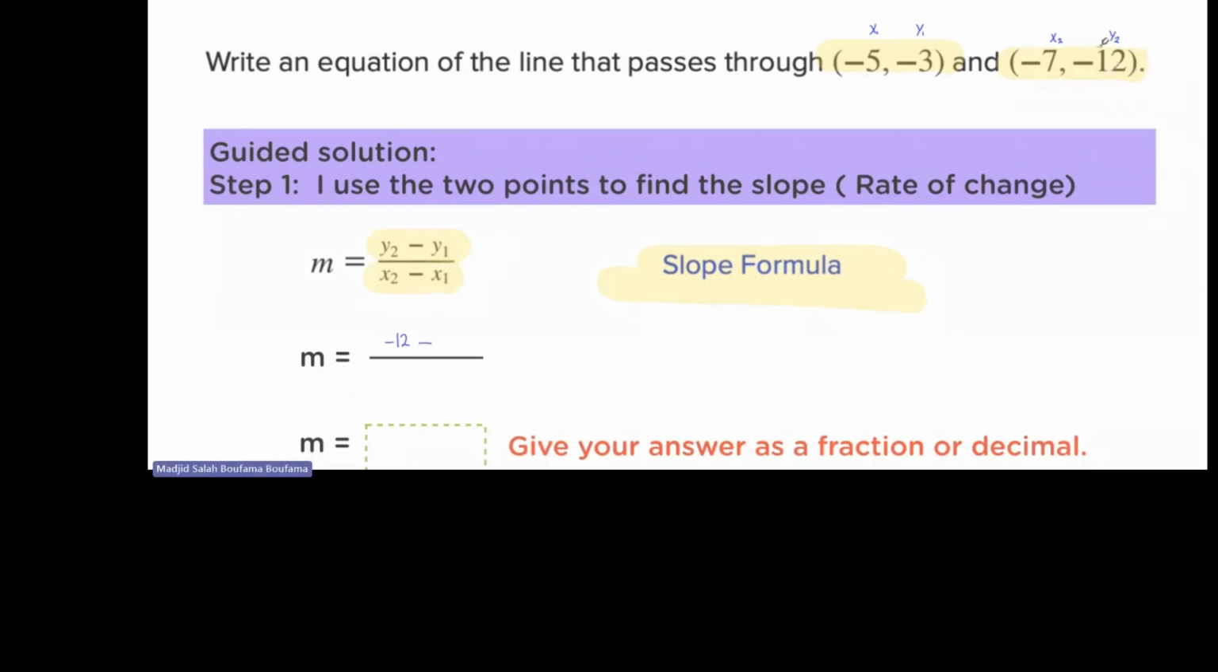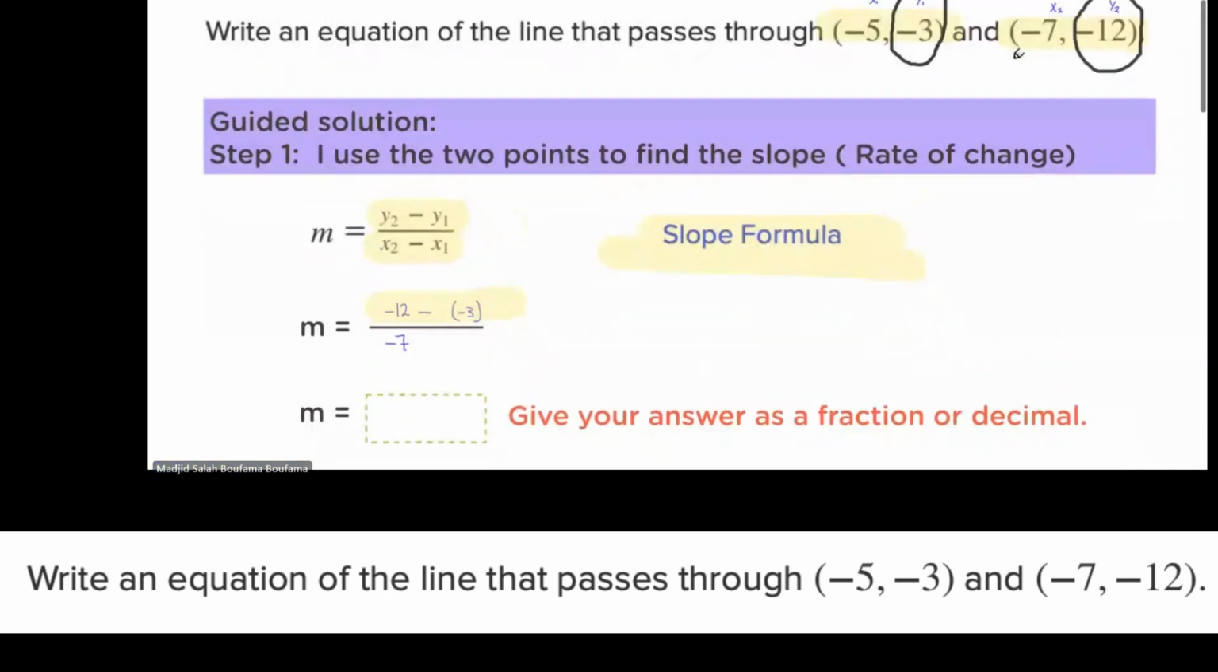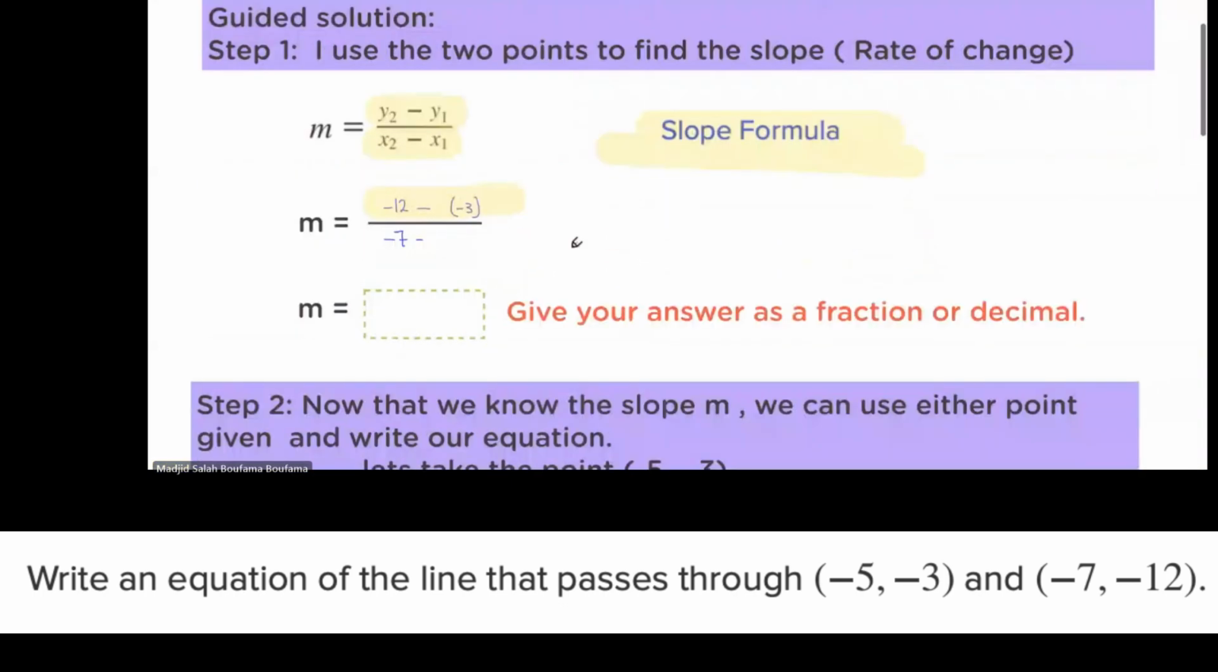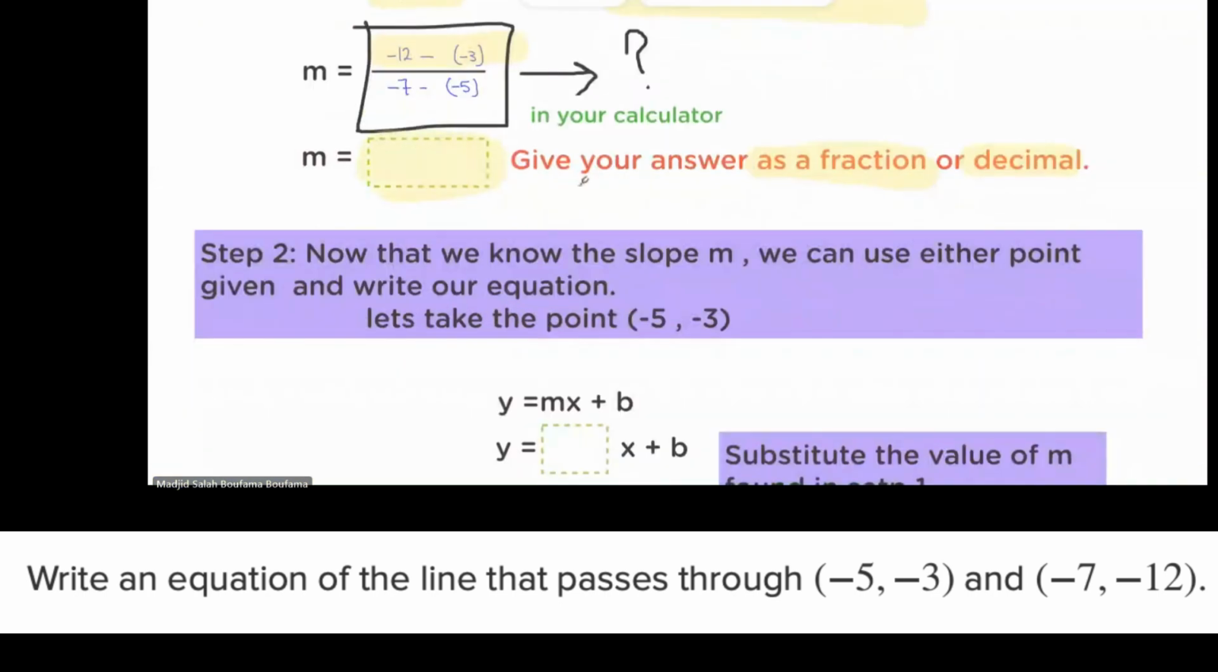So you take y2, y2 is negative 12, y1 is negative 3. This is the top, the y. We finished with the y. Make sure you start with the y, okay? And then x2 minus x1, negative 7 minus negative 5. Put it in your calculator and tell me how much you get, exactly as it is in your calculator. Wow, it came out right, bravo.